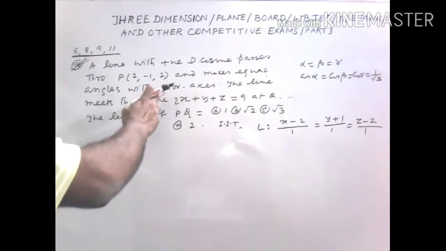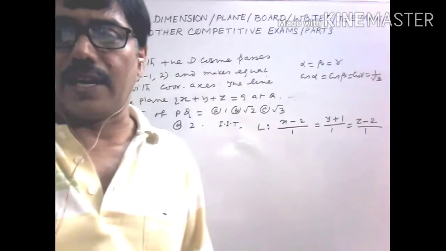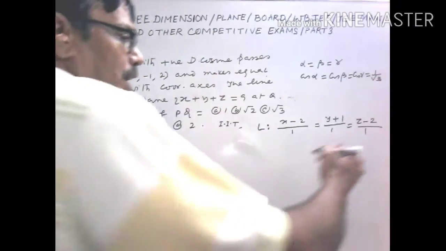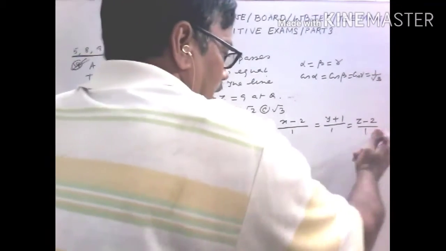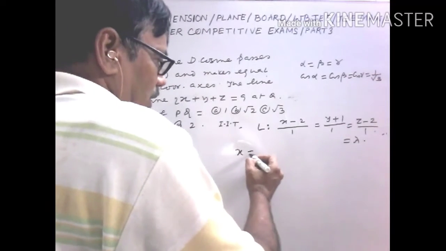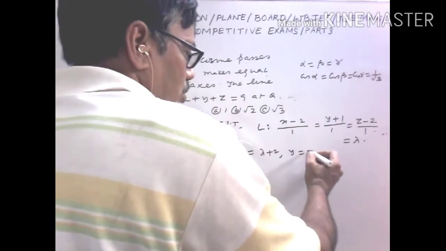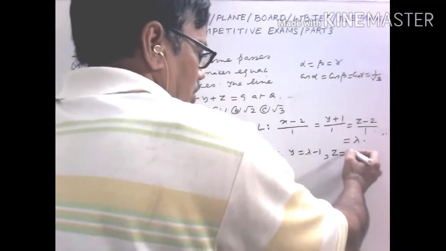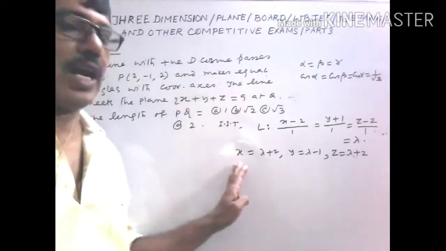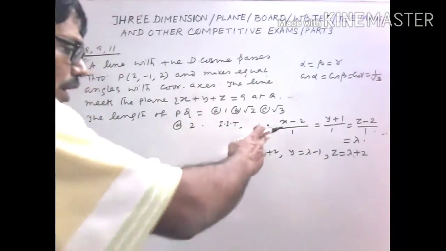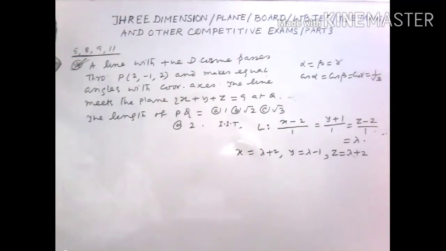Now we have to find the intersection of this line and the plane. So how to find the intersection of a plane and a line? This one is very simple. You look, we consider this as lambda. So any point of the line is x equals lambda plus 2, y equals lambda minus 1, and z equals lambda plus 2. So any point on the line is this.